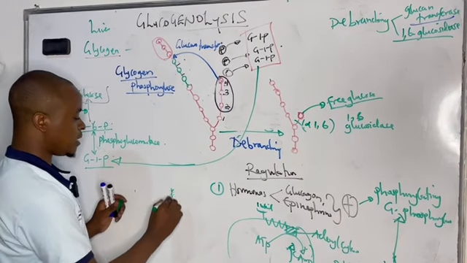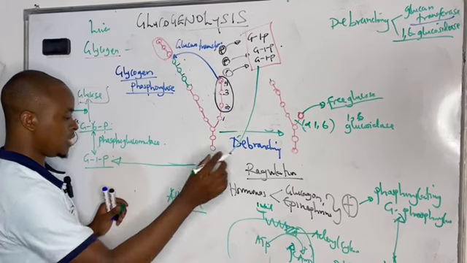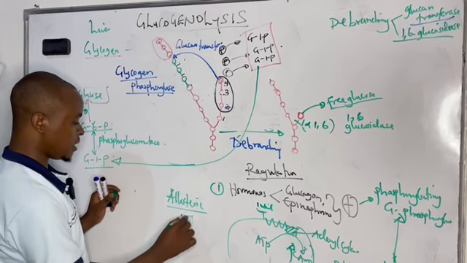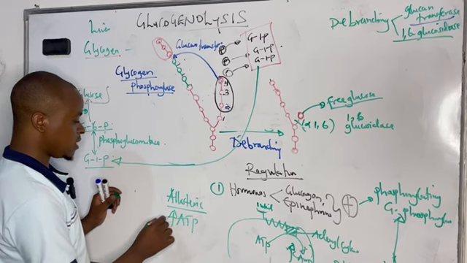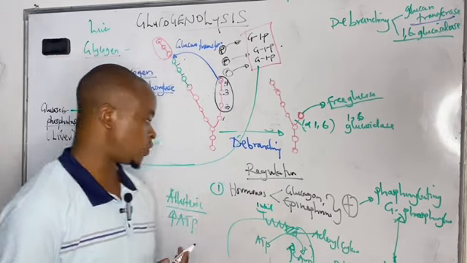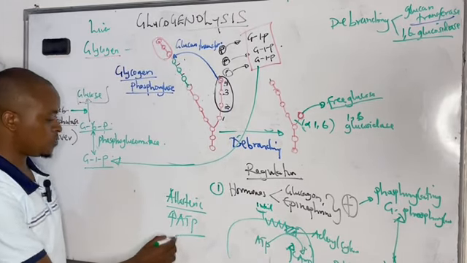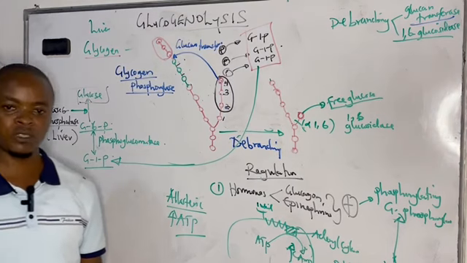Then allosterically, it is inhibited by an increase in ATP. When there is an increase in ATP, it means we don't need energy, we need to store. So an increase in ATP inhibits this process.